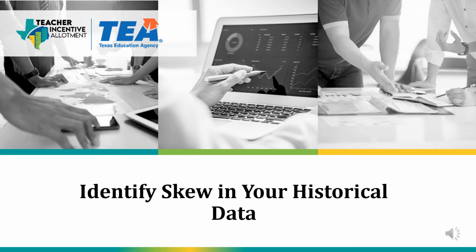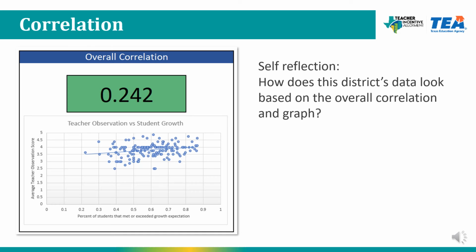Now it is time to begin identifying strengths and weaknesses in the data itself. The first reflection begins at looking at the overall correlation of the dataset. This is an important part of the process, as correlation is the foundation of the strength of relationship between teacher observation and student growth scores. The stronger the relationship, the stronger the foundation of the dataset.